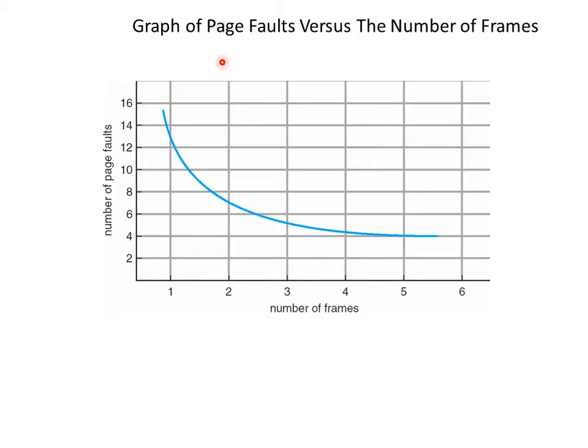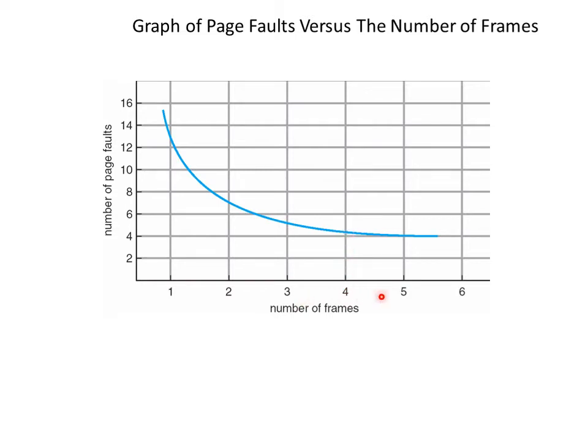In this graph, we have the page faults versus the number of frames. The number of frames is nothing but the size of the physical memory. If the physical memory has only one frame, that is, only one page can be brought into memory, then every page reference will lead to a page fault. So you will have the maximum page faults at the number of frames equal to 1. When the number of frames is increased to 2, we can see that the page faults are reduced. When we increase the number of frames to 3, it is still reduced. When it is increased to 4, still reduced.